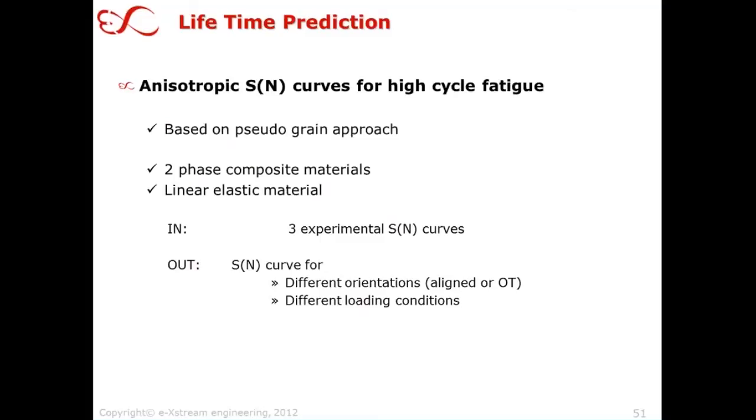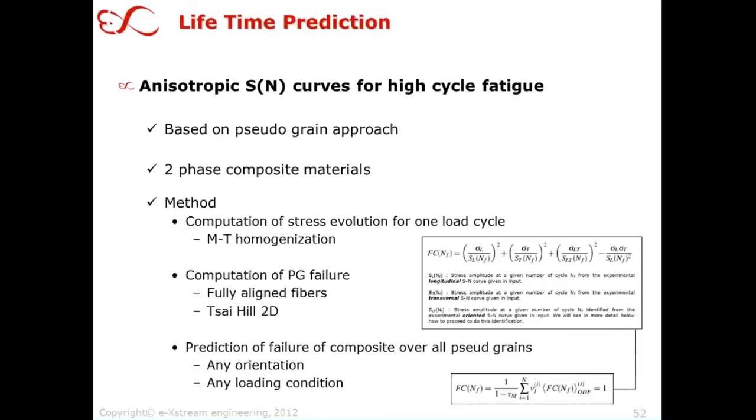We base it, again, on the pseudo-grain approach. It's valid for a two-phase composite material, which is linear elastic. And basically what you input is 3 experimental SN curves, and what you get out is a prediction of the SN curve for different orientations. So again, we set different microstructures by orientation tensor or perfectly aligned fibers, and for different loading conditions. So it's exactly the same approach that we have for the stiffness, now for the SN curves.